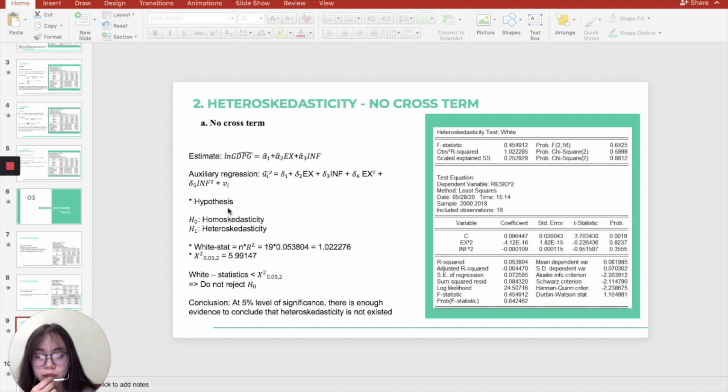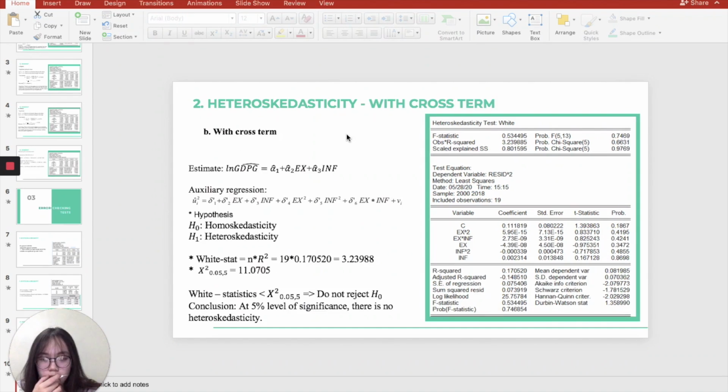In terms of the heteroscedasticity, we use the White test. First, we test with no cross term. We can see that the W-statistic is smaller than the critical chi-square, so we do not reject H0, and we can conclude that at 5% level of significance, there's enough evidence to conclude that heteroscedasticity does not exist.